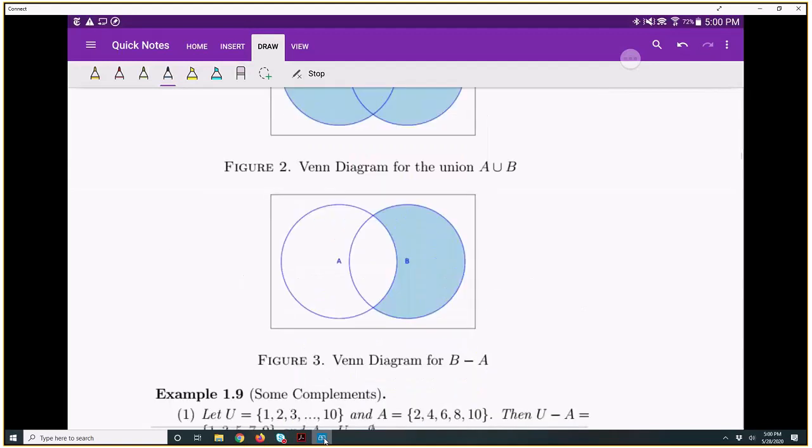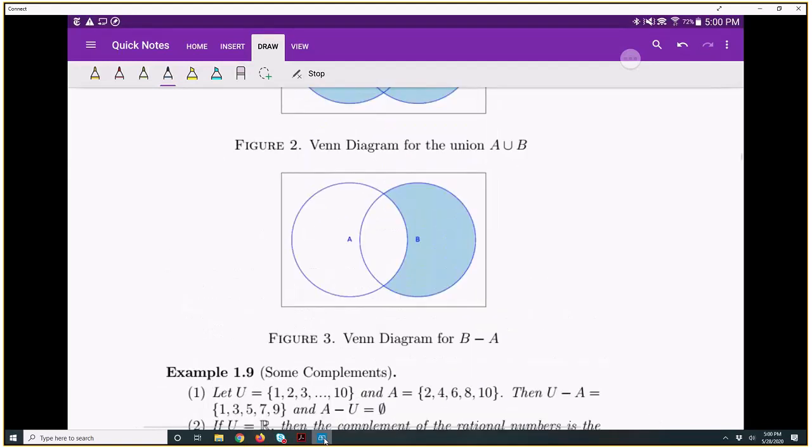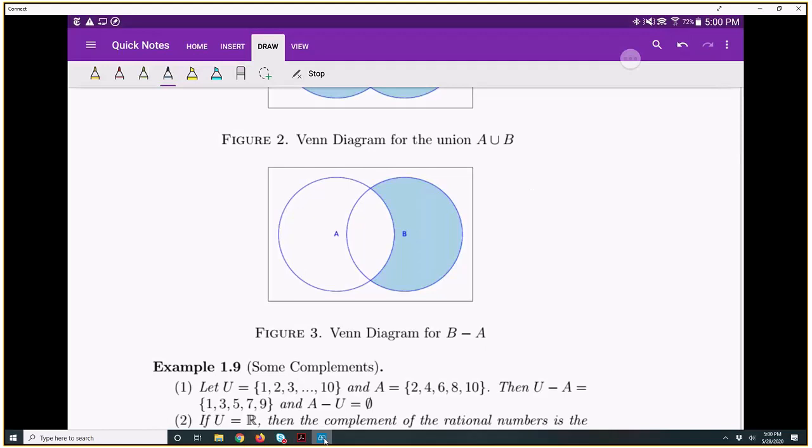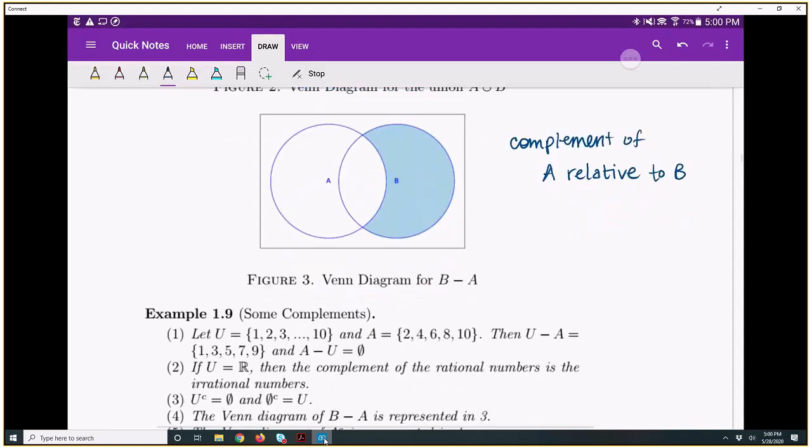We also have a Venn diagram here. This is the complement of A relative to B, or also denoted B minus A. So you can see that all of B is shaded except for the part that intersects with A.